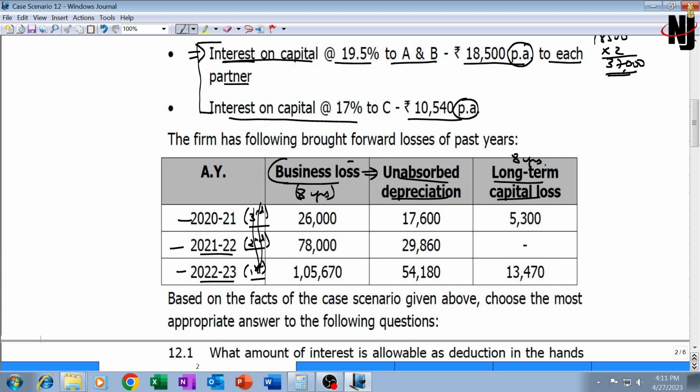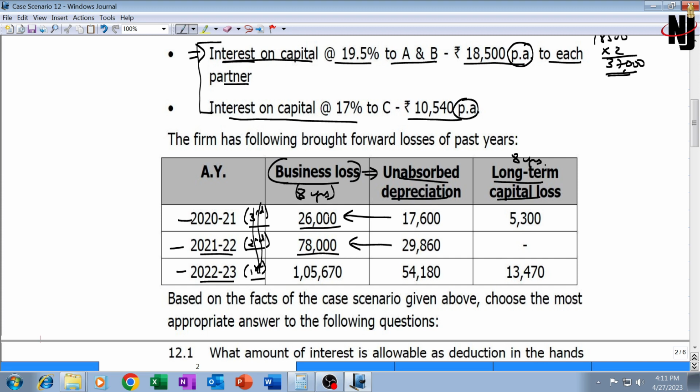Business loss, when we talk about business loss, let's say 26,000. So 26,000 includes 17,600. So pure business loss will be 26,000 minus 17,600. I mean to say 26,000 includes 17,600. 78,000 includes 29,860. So when you are making computation, you don't have to subtract unabsorbed depreciation separately.